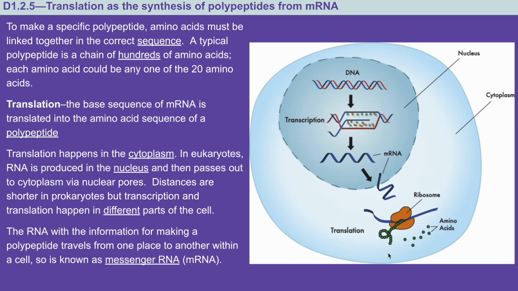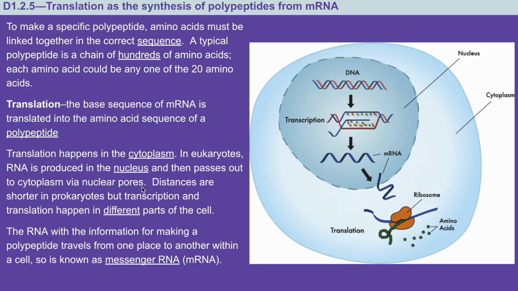Translation is defined as the base sequence of mRNA that gets translated into a polypeptide. So it goes from mRNA to polypeptide. Again, it happens in the cytoplasm. RNA produced in the nucleus is going to pass out to the cytoplasm via a nuclear pore.